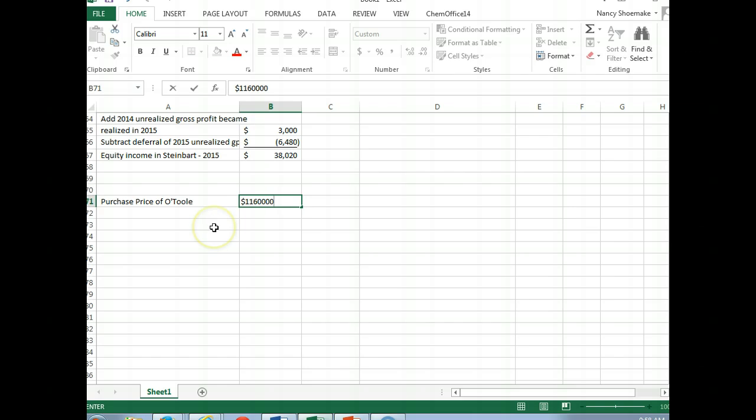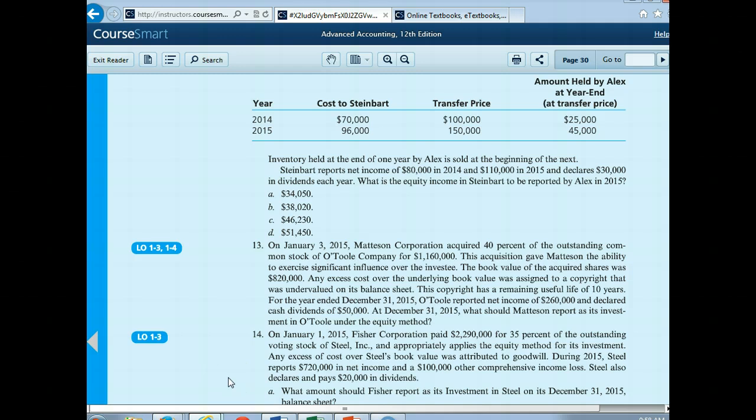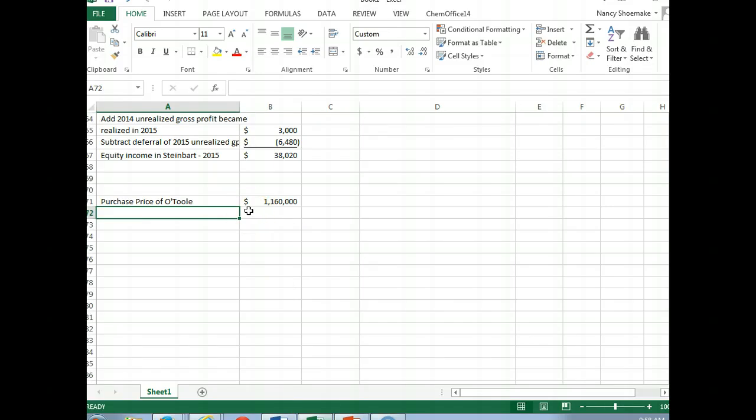$1,160,000. That's what we're purchasing, and we're purchasing 40%. Now, the book value of the acquired shares is $820. It's not telling us the entire book value for the whole company is $820. It's telling us, based on the shares we bought, the book value is $820. So we're going to show the book value.